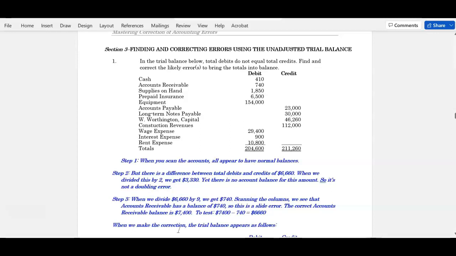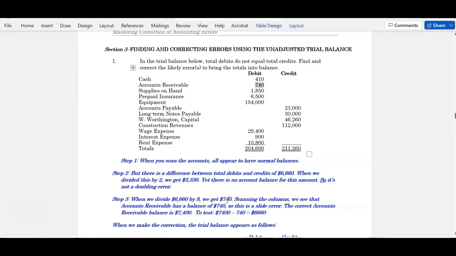Okay. So step 3. Watch carefully. When we divide 6,660, the difference of these two numbers, by 9, and 9 it's a magic number. Don't ask me where it's coming from. It's a magic number. When we divide it by 9, we get result 740. So 6,660 divided by 9, we get 740. Scanning the columns, we see that accounts receivable has a balance of 740. Right there.